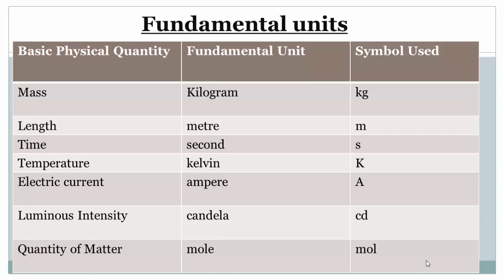Similarly, temperature, electric current, luminous intensity and quantity of matter. These are the 7 basic physical quantities which are independent of all the other physical quantities. The fundamental units are 7. Those are kilogram for mass, meter for length, second for time, Kelvin for temperature, ampere for electric current, candela for luminous intensity and mole for the quantity of matter. These are the 7 fundamental physical quantities and their units.